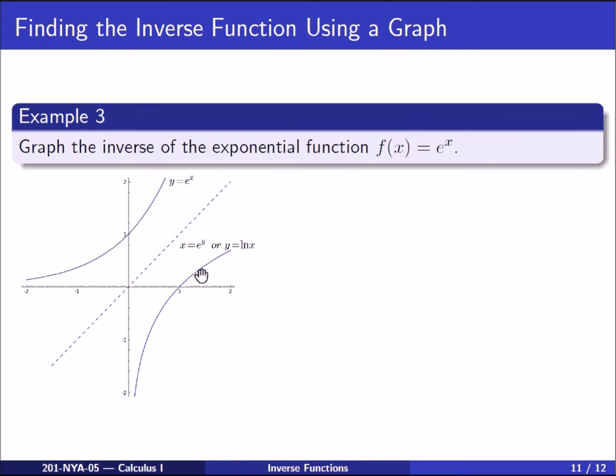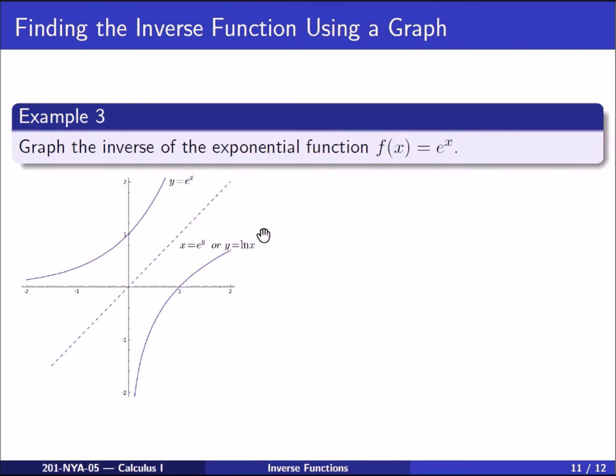If I want the equation of that curve, all I need to do is take the equation here, y equals e to the x, and switch the roles of x and y. Therefore, I'm going to get x equals e to the y. Now, because this curve is so important, we have given a name to the function that represents it, and we've called it the natural logarithm. So we say that this curve is y equals ln of x.